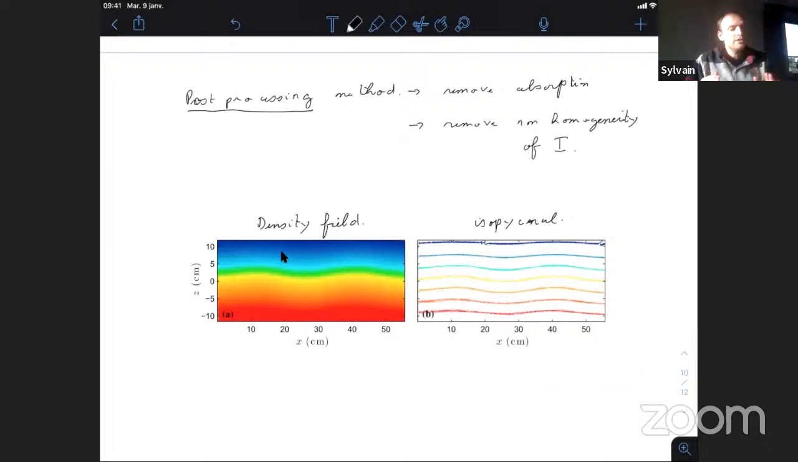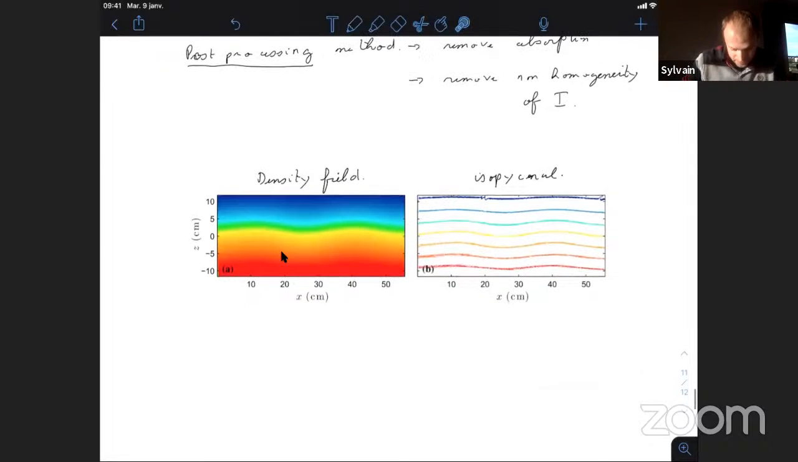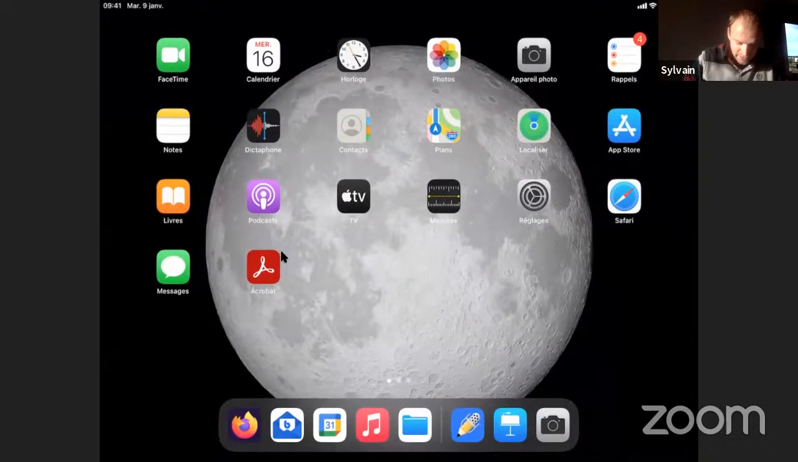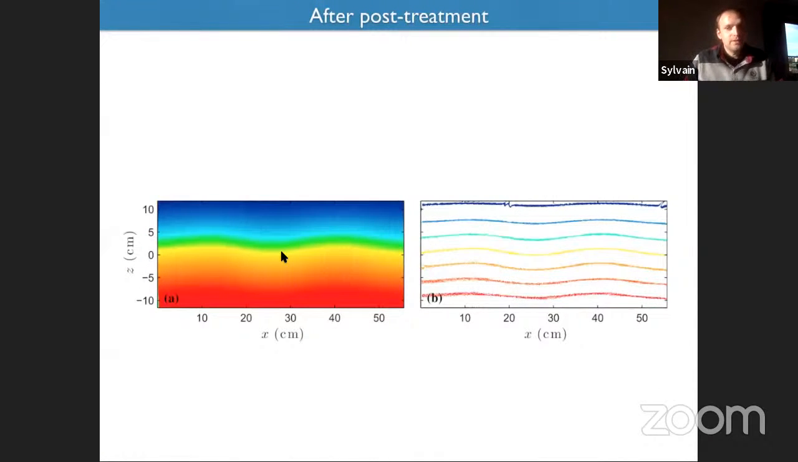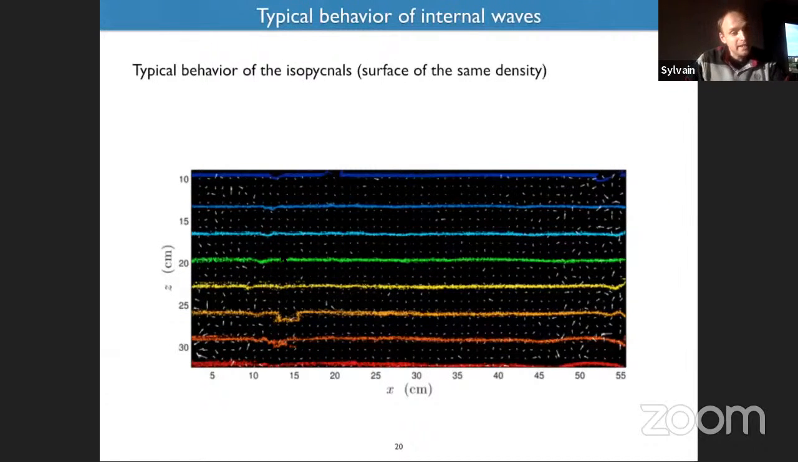So using this post-processing method, I didn't enter into all the details of the post-processing, but it's possible to do it. We can remove the absorption and obtain this density field. And as I said, I will finish with this movie: we use laser-induced fluorescence to get the density field. We use PIV to get the velocity field. You have two cameras, they are synchronized. They are looking at the same field. The field of view is the same for the two cameras.